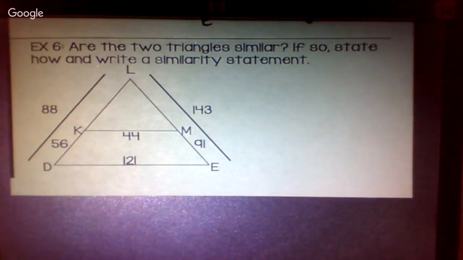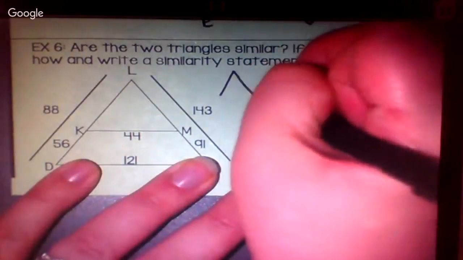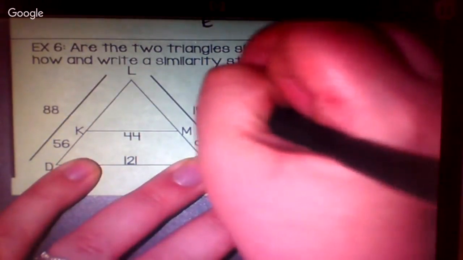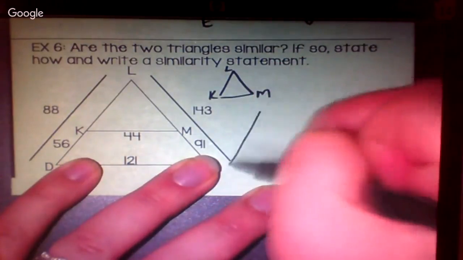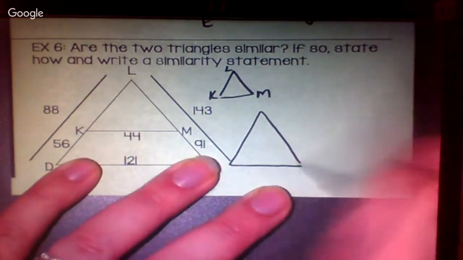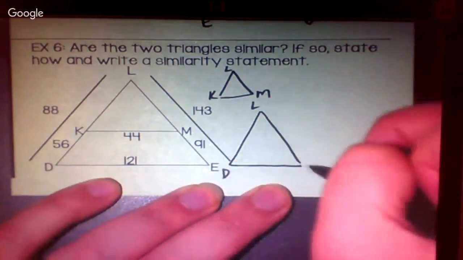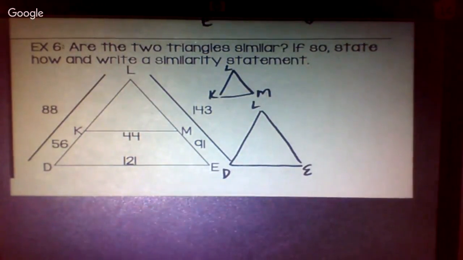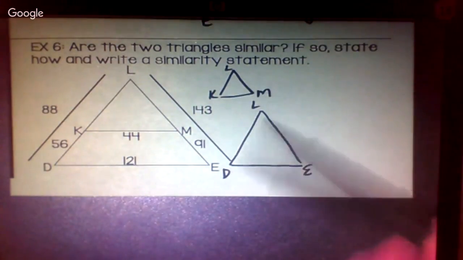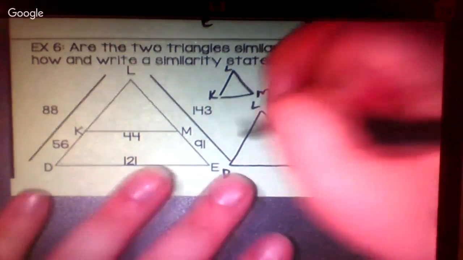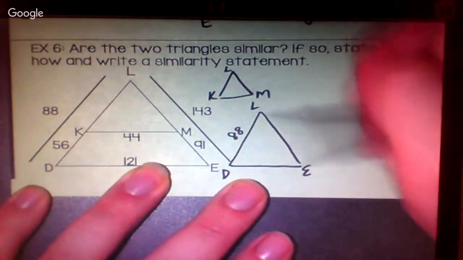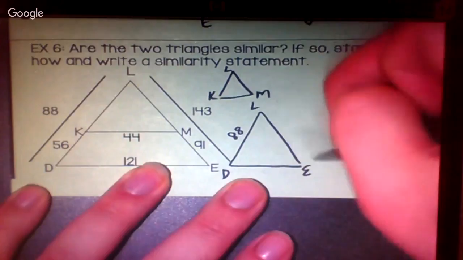Okay, so this time they threw the triangles on top of each other again. So let's pull them apart and create our own triangles. So my first one is this teeny tiny one at the top, which is LKM. And my big one at the bottom is LDE. Okay, what is this side of my big triangle, L to D? 88. What about from L to E? We're looking at what, Christian? L to E is what?